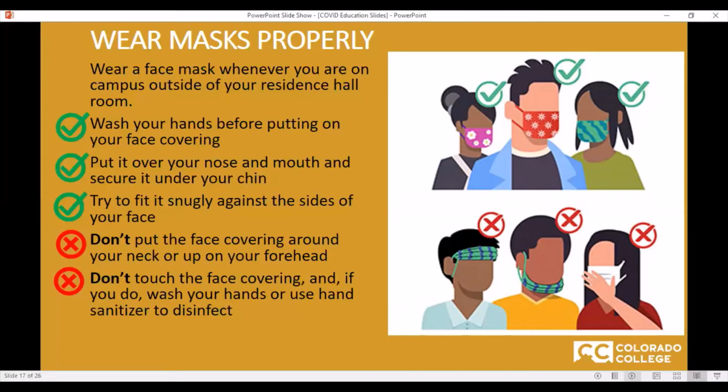In order for masks to be effective, they need to fit snugly against the sides of your face and completely cover your nose and mouth. Always wash or disinfect your hands before putting a mask on, and don't touch the mask once it's on your face. If you do touch it, be sure to wash or disinfect your hands. Once on your face, your mask should stay there until you're ready to remove it, to eat, or because you're back in your home.